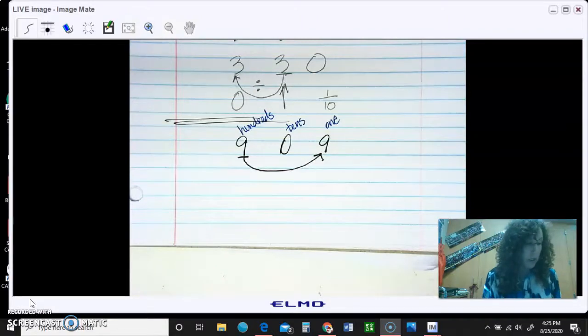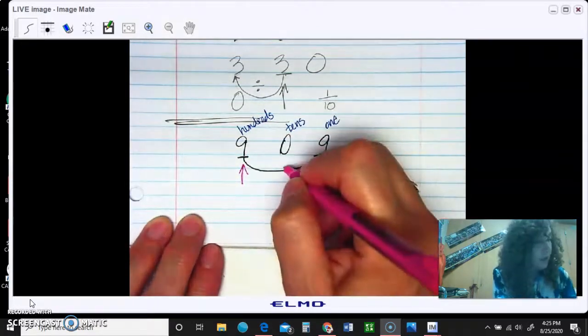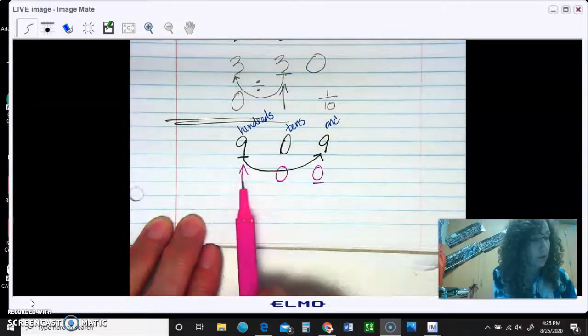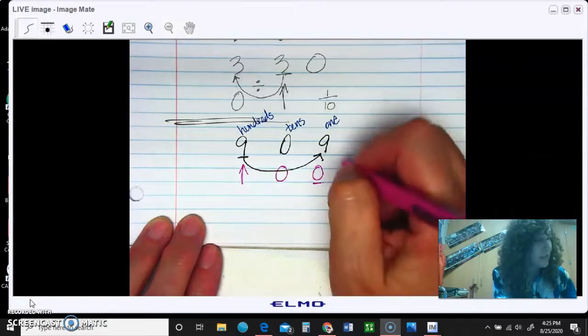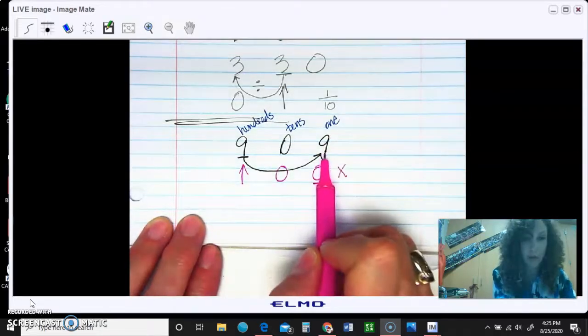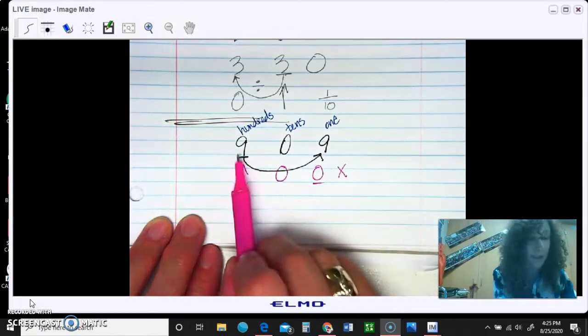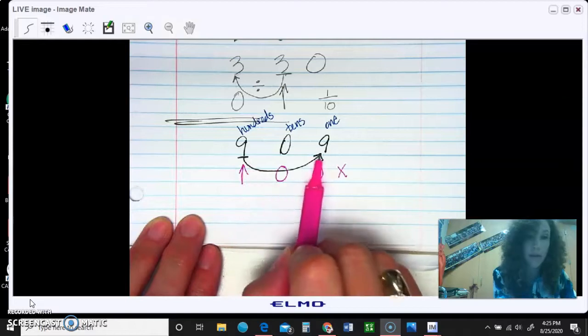So we're looking at the first 9, comparing it to the other 9. So we're looking at the first 9, and we're filling in zeros until we get to the last 9. So notice it's 100. So the value of this is 100 times greater than that one. So if you take this 9 and you multiply it by 100, you get 900. You see that? Okay, so this value is 100 times greater than that value.